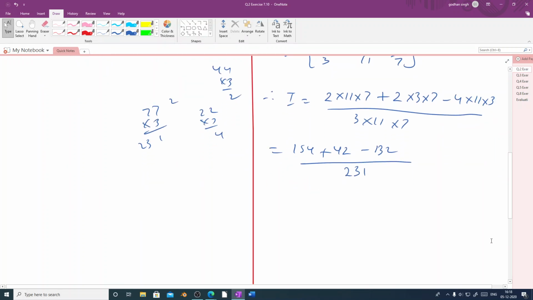Now, let us first solve this 154 and 132. So 154 minus 132 will give us 22, and 22 plus 42 will give us 64 over 231. So this is the answer of question number 2.